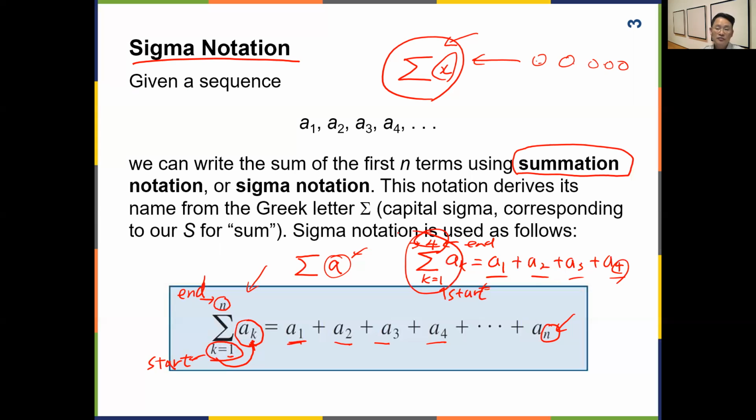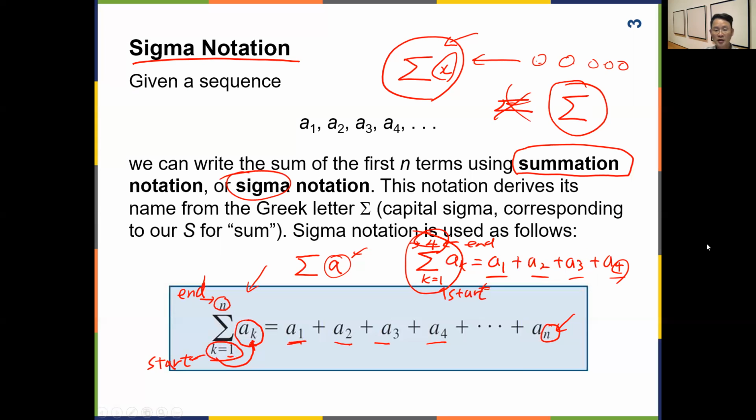For us for now, I'll be happy if you just recognize this. Well, it's bad drawing, bad writing. This is a summation sign, and we read this as a sigma, and you call this a sigma notation, right?